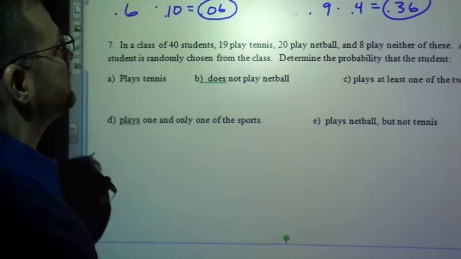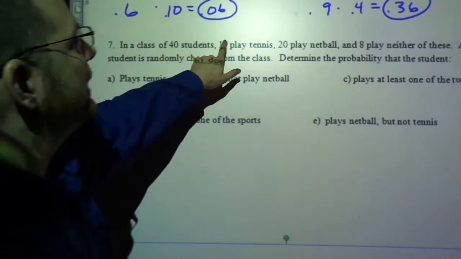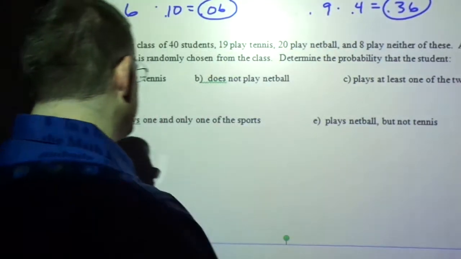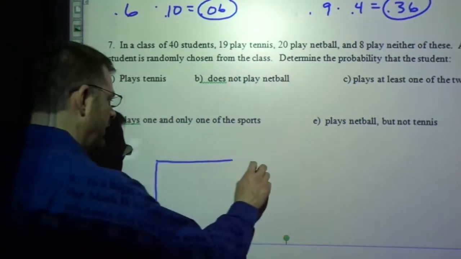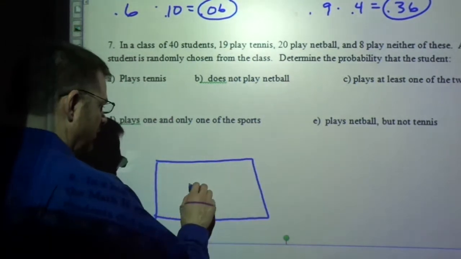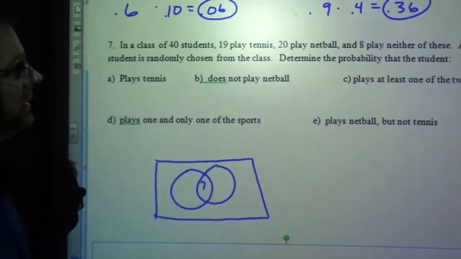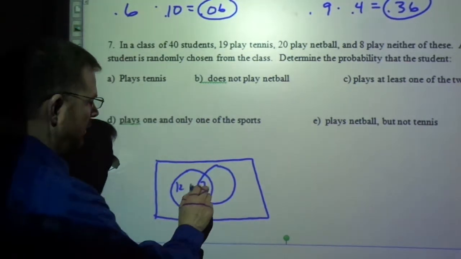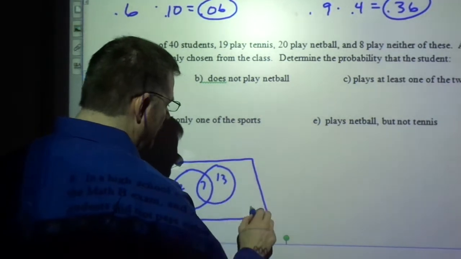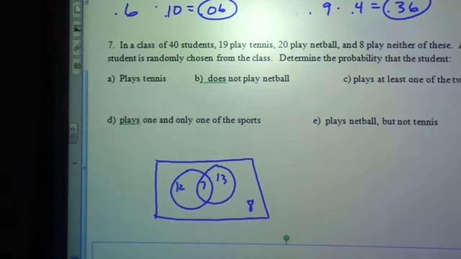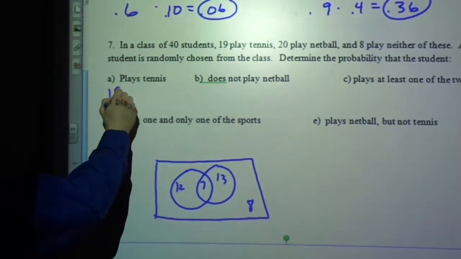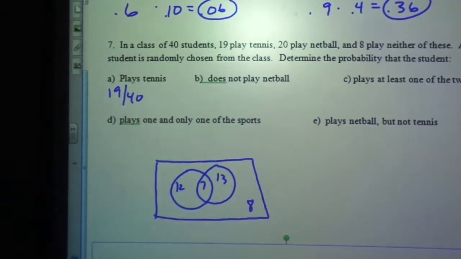In a class of 40 students, 19 play tennis. Look for the ones that, well, if we have 19 plus 20 plus 8, that is 47, but we only have 40 in the class. So 7 have to be in the overlap, which means 12 more are here, 13 more are here, 8 of them don't do anything. How many play tennis? 19 out of 40.